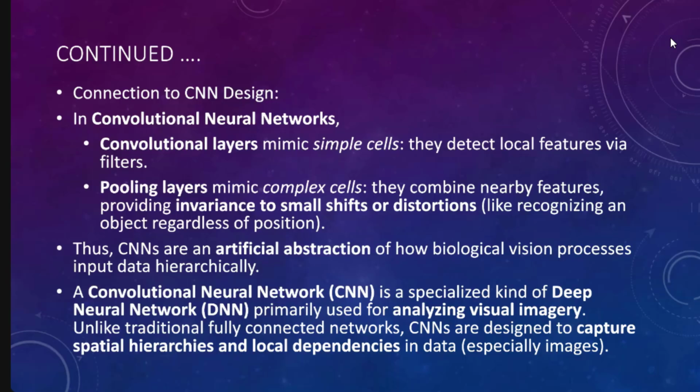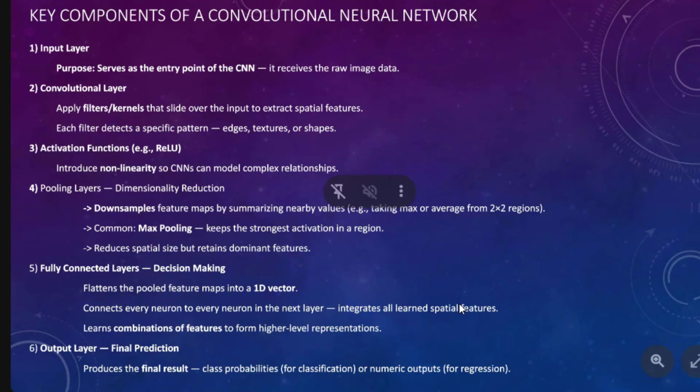So the convolutional neural network is a specialized kind of deep neural network primarily used for analyzing visual imagery. Unlike fully connected networks, CNNs are designed to capture spatial hierarchies and local dependencies in data, especially images and videos. So here are the components of a convolutional neural network.